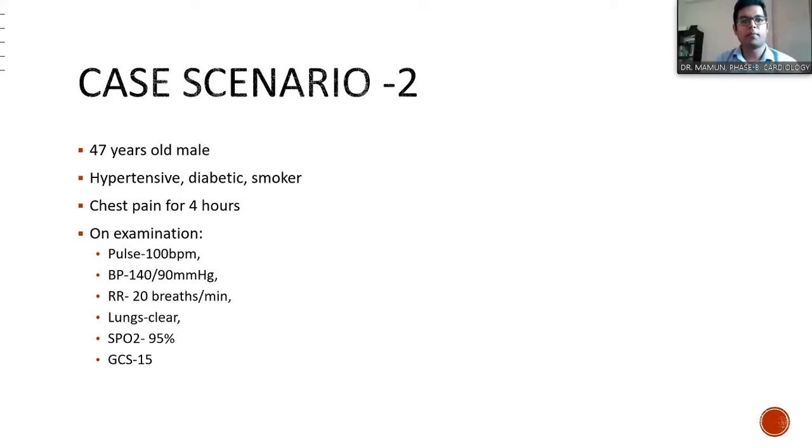A 47-year-old male, hypertensive, diabetic, smoker, with chest pain for 4 hours. Patient was on admission.